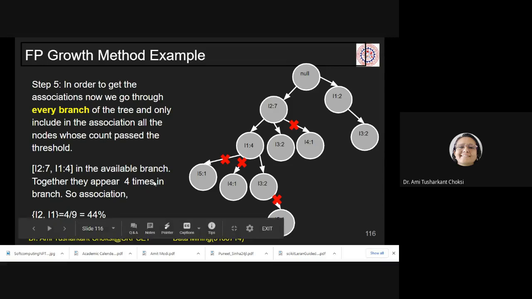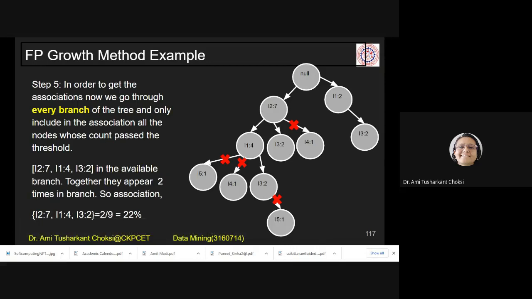And what do we say about I2, I1? What should be the count for that? That is equal to 4. Why 4? I2 is having 7 and I1 is having 4. So why is I2, I1 4? Because whatever is minimum out of this, that is common to both. Right? So what do we say is equal to 4 divided by total 9 transactions, and that is equal to 44 percentage. Right?